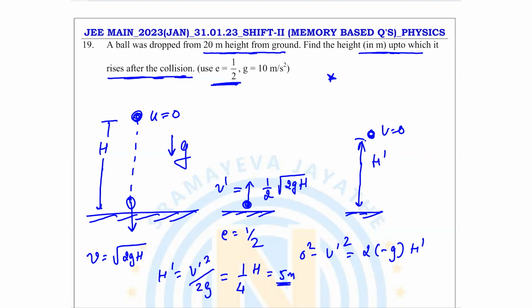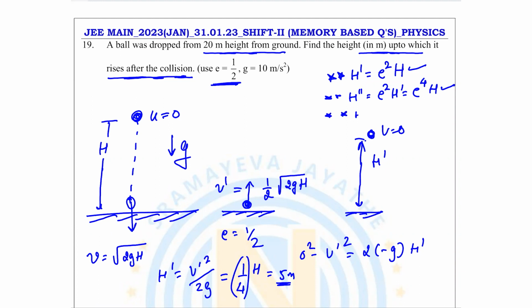I would like you to note this, that after the first impact, the height will come out to be e squared h. So I could have calculated the answer directly. After the second impact, let's call this h double prime, it will be e squared times h prime, and that will become e raised to power 4 times h. So first impact, you will get e squared h. After second impact, you will get e raised to 4h.